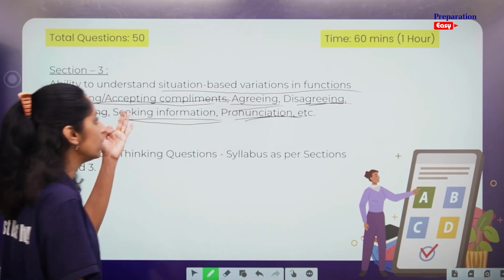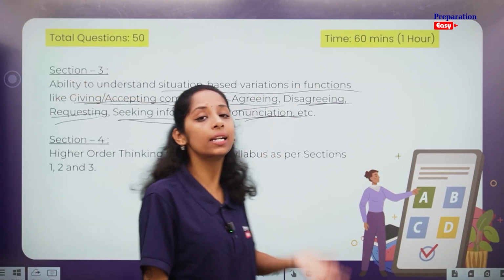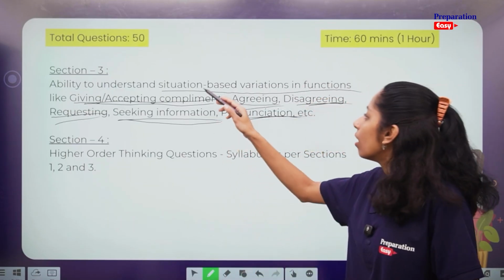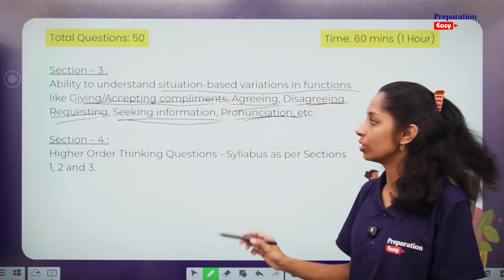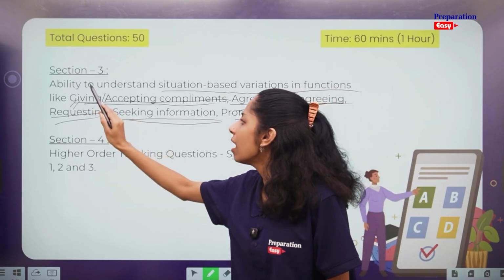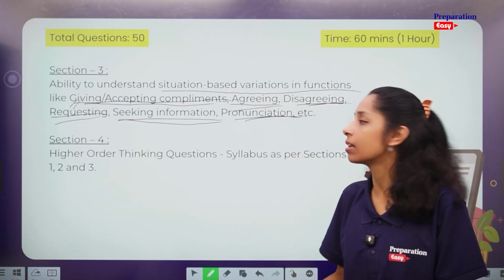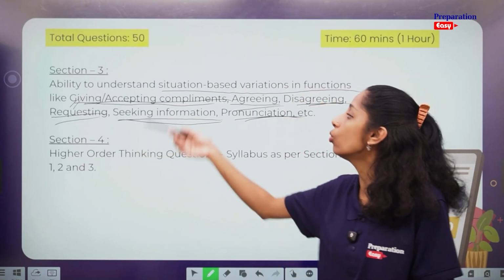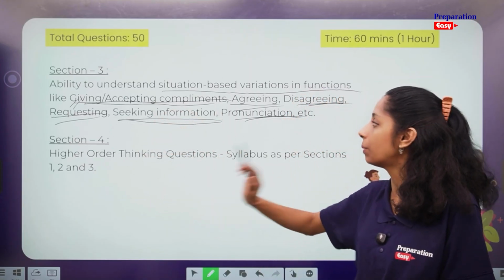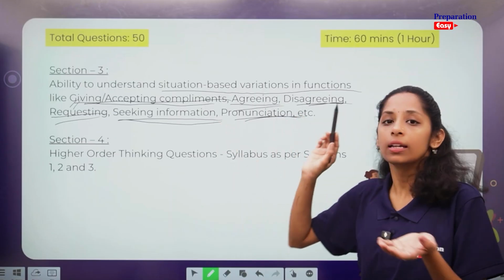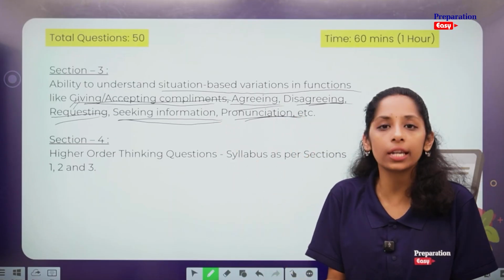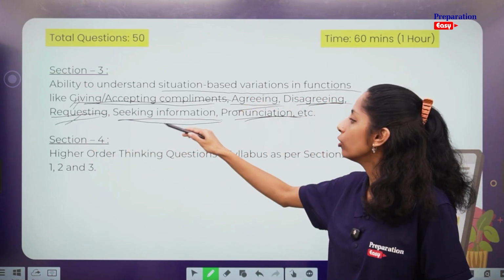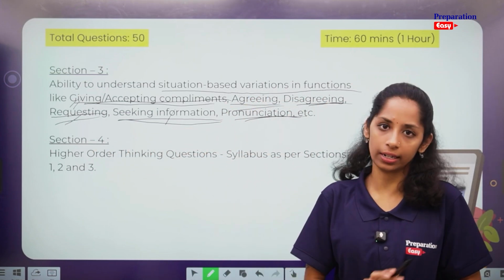And in section 3, the exam is actually building your soft skills. So see, it is about your situation based variations. So they will be asking you if the given text is asking for or giving you compliments, or is it agreed, like are you agreed or not, it is requesting, or are you seeking any information from the given text.